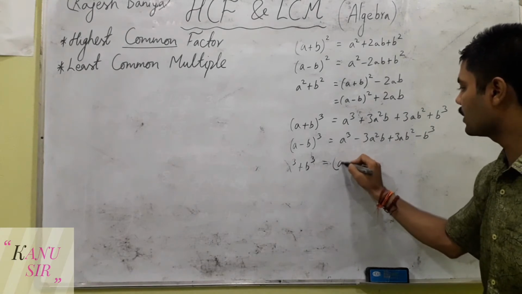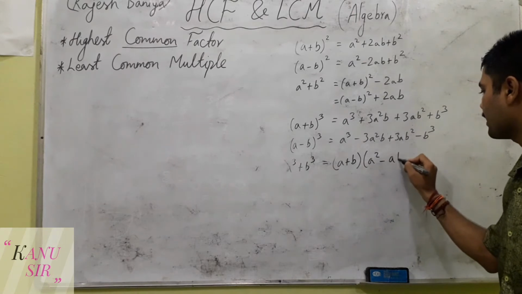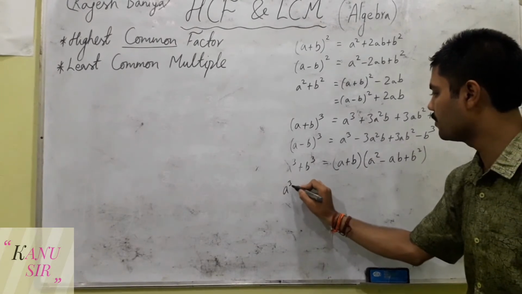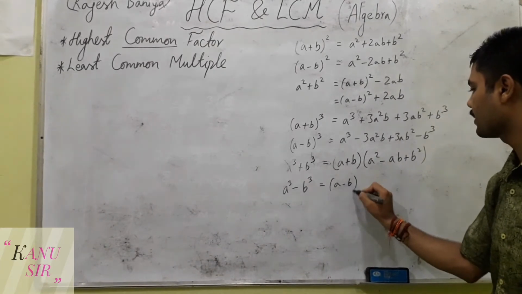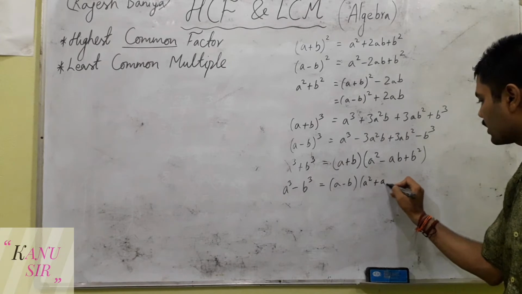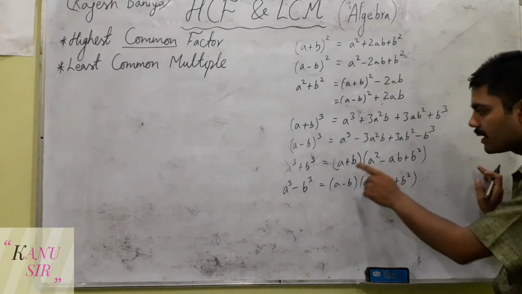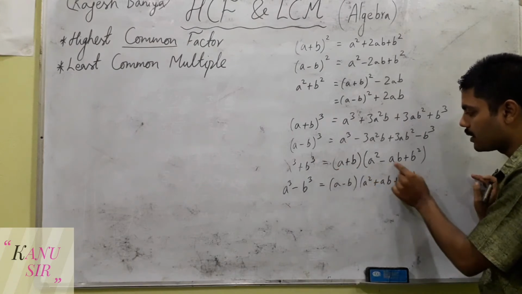So a cube plus b cube has the formula (a plus b)(a square minus ab plus b square), and a cube minus b cube will be (a minus b)(a square plus ab plus b square). It means if there is plus in the smaller term, then there will be minus in front of ab.